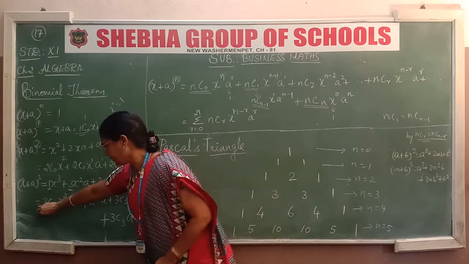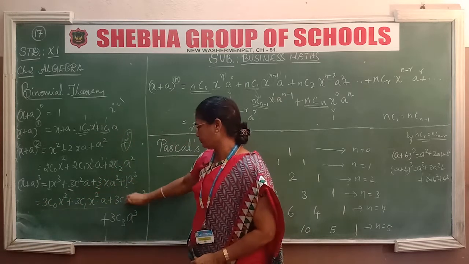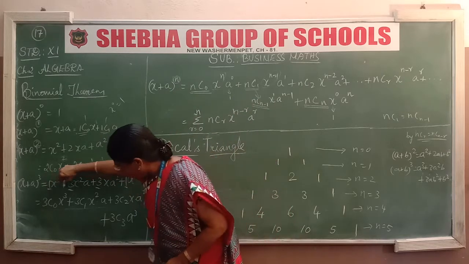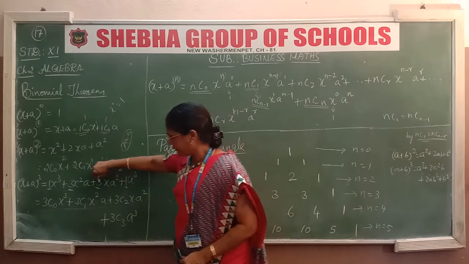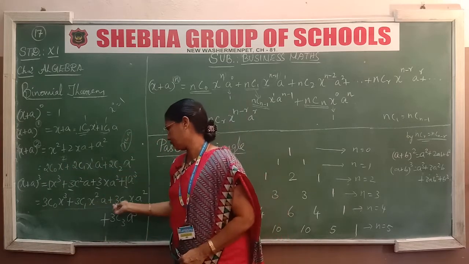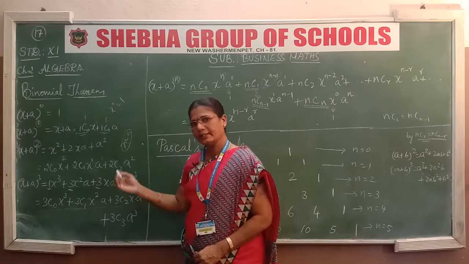And we rewrite this in the binomial form like this. And listen, the coefficients 1 3 3 1, how can we write them directly without finding out 3c1, 3c2?